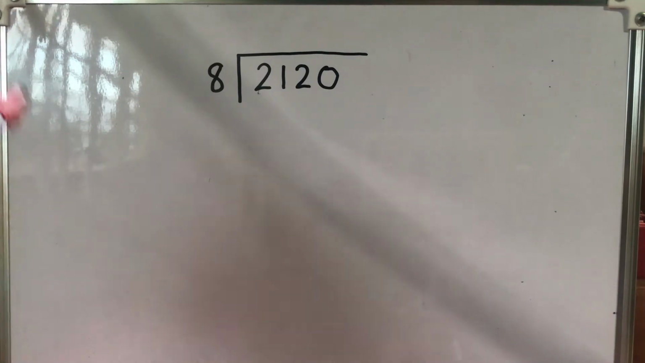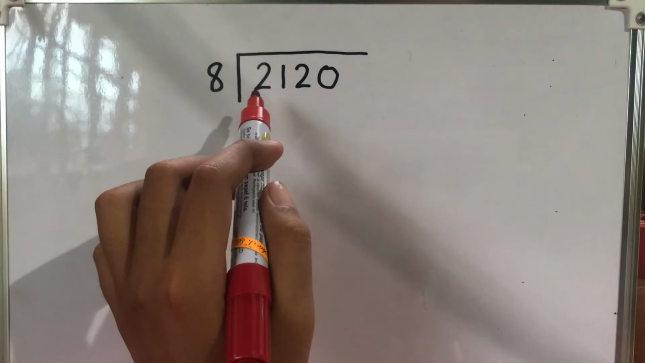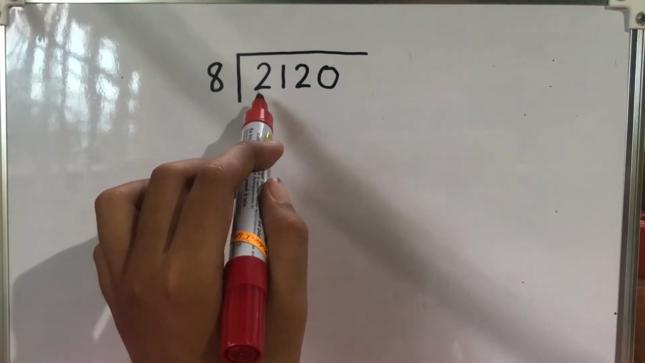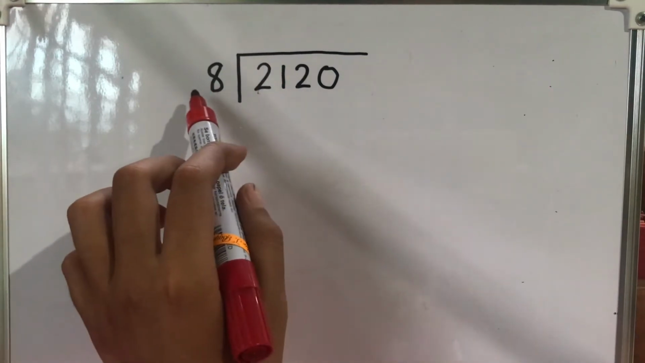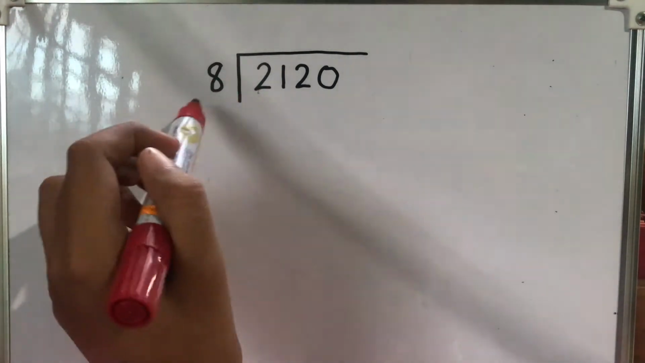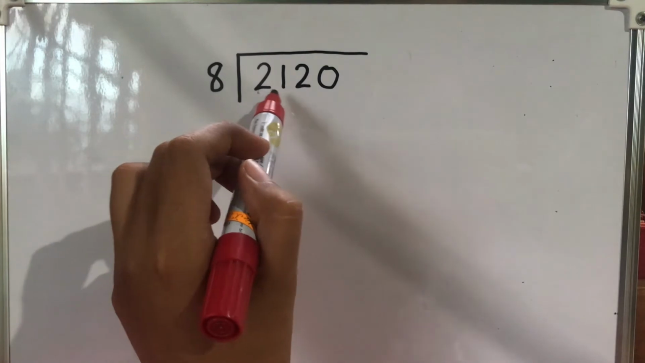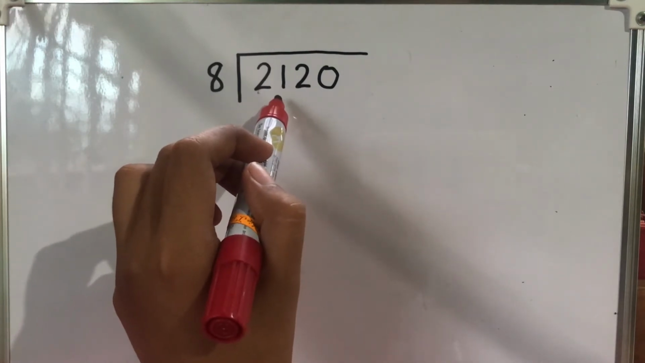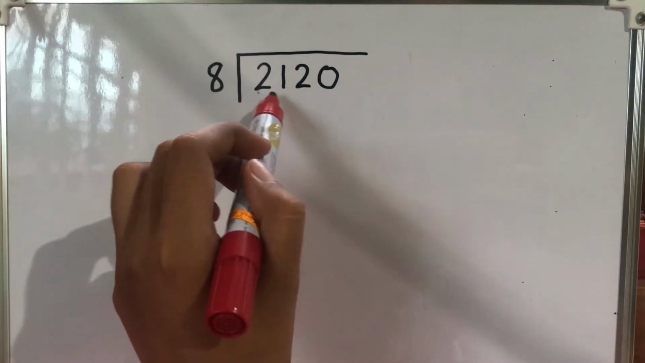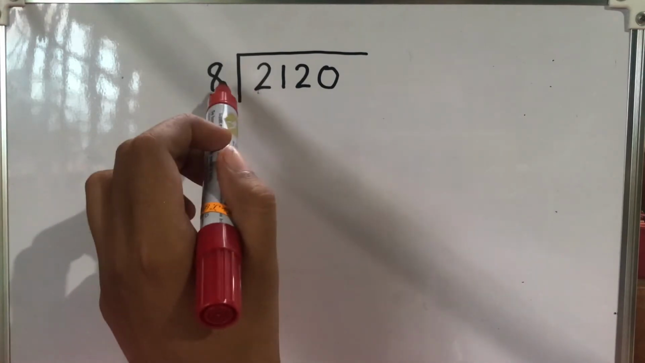Okay, so let's start. Now, in dividing, you should always start at the highest place value of the dividend. So in this case, it's number 2. So we will try 2 divided by 8. Now, notice that 2 is smaller than 8. That is why it cannot be divided. So we will add the next number, which is 1. So it will then become 21. Now, 21 can already be divided by 8 since it is larger. So 21 divided by 8.